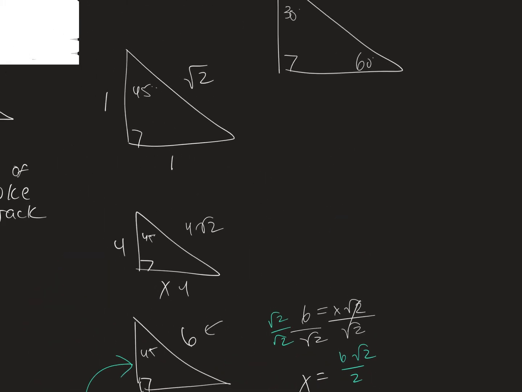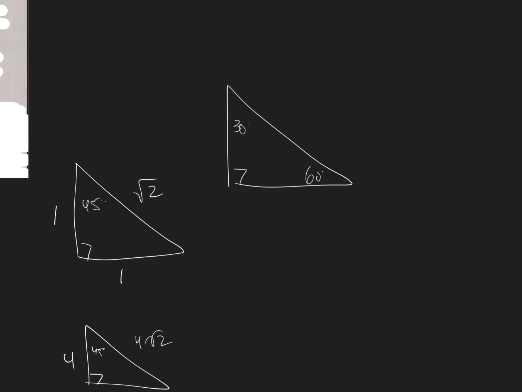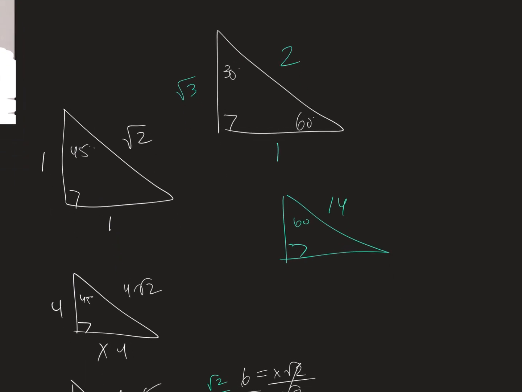Same thing goes when you have a 30, 60, 90. The side across from 30 is 1. The hypotenuse is always 2. And the side across from 60 is square root of 3. So if you have a 30, 60, 90, right, there's my 60, and I said this side was 14. Well, what's the side across from 30? 7. And then what's this side down here? 7 root 3. There you go.